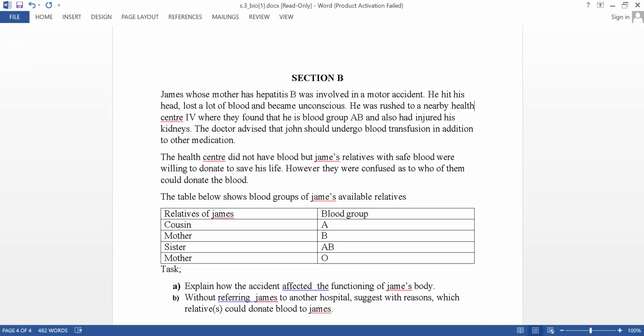Then you have a cousin who has blood group A, mother B, sister AB, mother O. Task: A. Explain how the accident affected the functioning of James's body. B. Without referring James to another hospital, suggest with the reasons which relatives could donate blood to James.